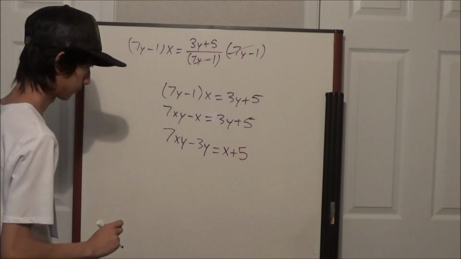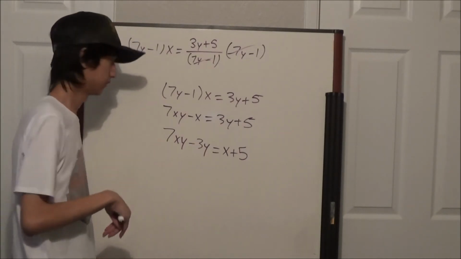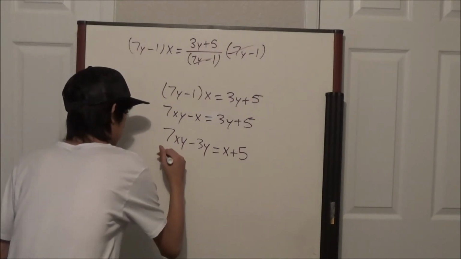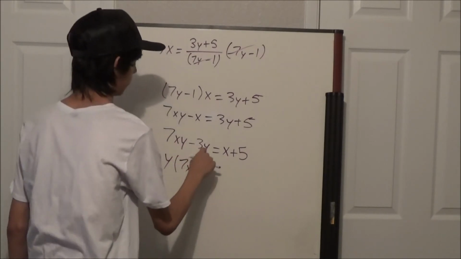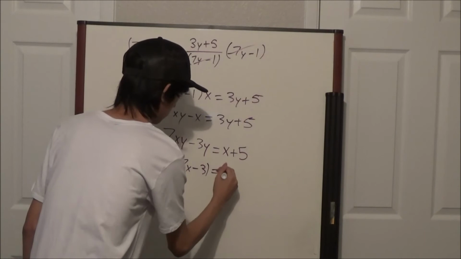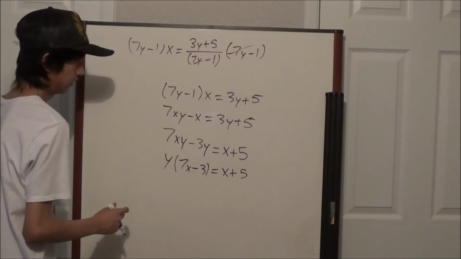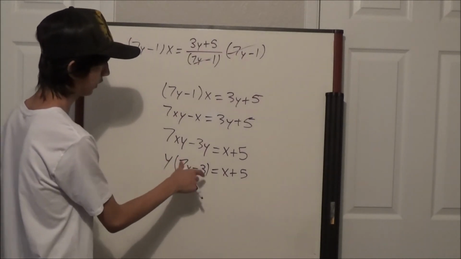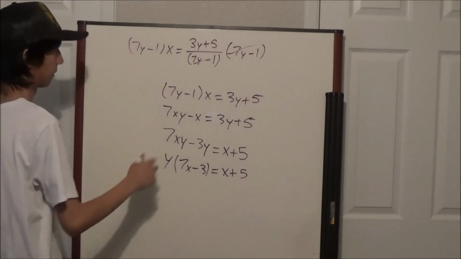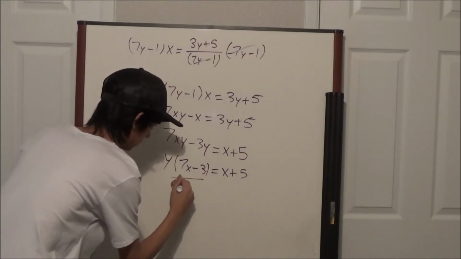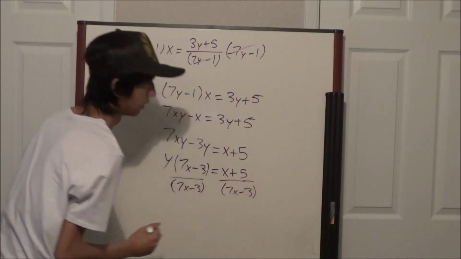Now that we have both y terms on one side, you can factor out the y. Dividing 7xy by y gives 7x, and dividing 3y by y gives negative 3. Now, because y is by itself, we divide this whole thing, 7x minus 3, to the other side.